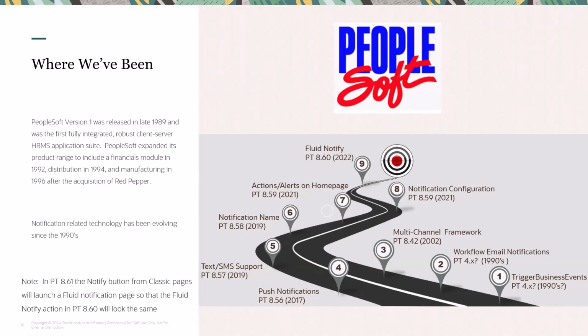Basically, trigger business events was in PeopleTools 4.x in the 1990s. Workflow email notifications, same thing, in the 1990s. Multi-channel framework in 8.4.2 in 2002. Push notifications in 8.5.6 in 2017. Text and SMS support came in PeopleTools 8.5.7 in 2019. The notification name and configuration was in 8.5.8 in 2019. Actions and alerts on the homepage in 8.5.9 in 2021. And Fluid Notify in PeopleTools 8.6.0 in 2022.